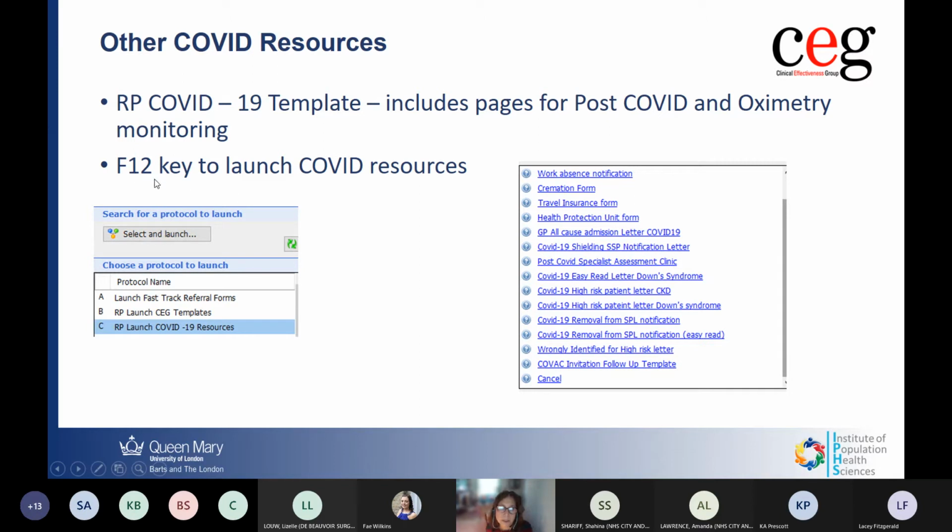We have built an F12 key protocol, which attaches to the F12 key and launches all our COVID-19 resources. In there, you will see our COVID-19 template, our COVID invitation follow-up template, and all the letters that are required. If you haven't got this set up, it does need to be set up for each individual. It doesn't just get set up on one and then sent out. But if people feel it would be useful, Lewis could support you with that.